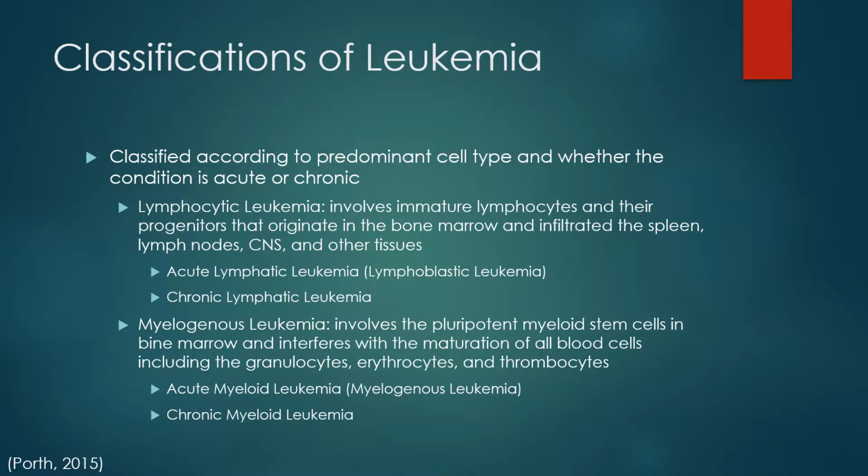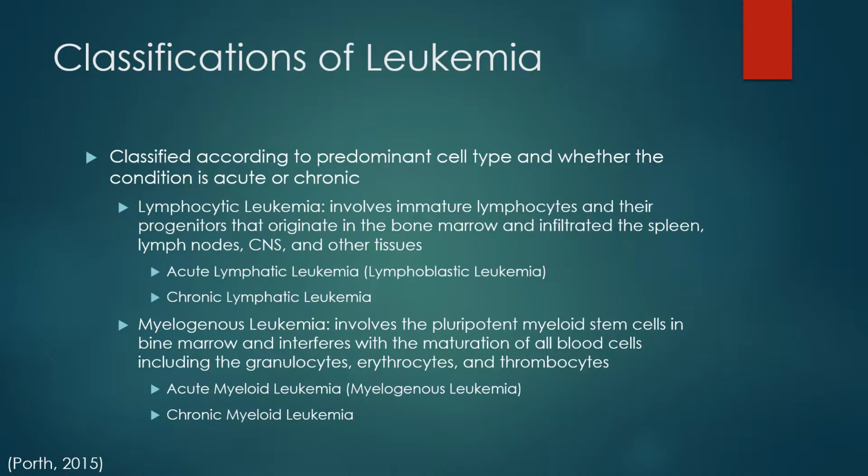There are 4 classifications of leukemia, broken into subcategories, and they're classified according to their predominant cell type and whether the condition is acute or chronic. Lymphocytic leukemia involves immature lymphocytes and their progenitors that originate in the bone marrow and infiltrate the spleen, lymph nodes, central nervous system, and other tissues. The 2 forms of this are acute lymphatic leukemia and chronic lymphatic leukemia.